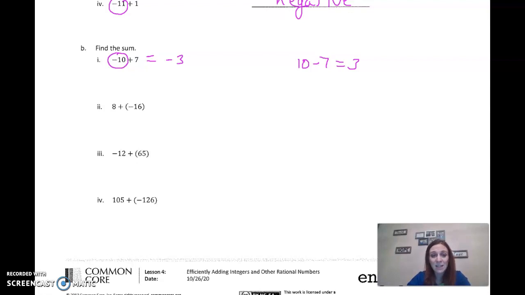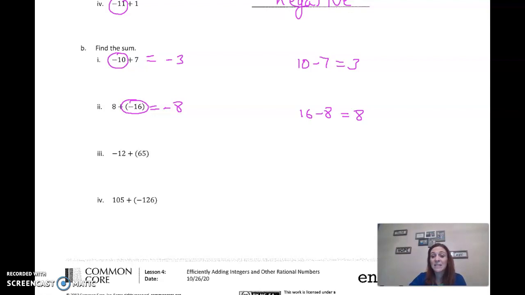Absolute values of 8 and 16, just go 16 minus 8. Bigger minus smaller, that's 8. Will my answer be a positive or a negative 8? Well, negative 16 has a greater absolute value. The solution is going to be a negative 8. And think of it, if you go up 8 on the number line and you come back 16, you're on the negative side of 0.